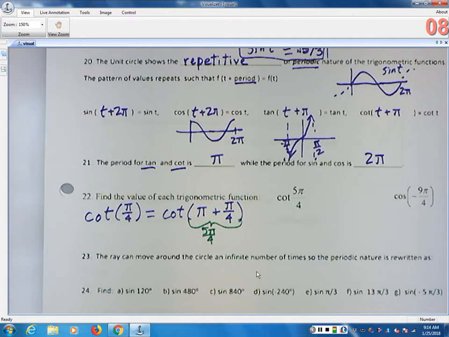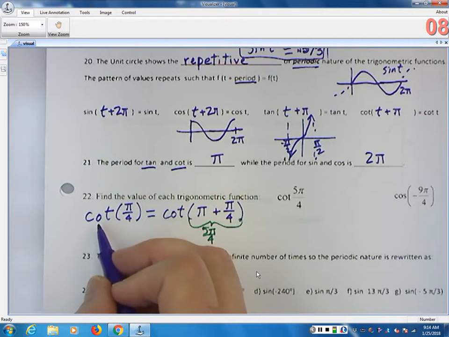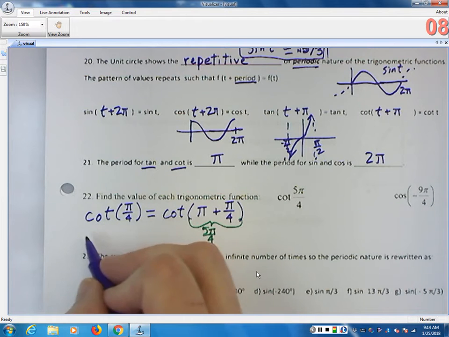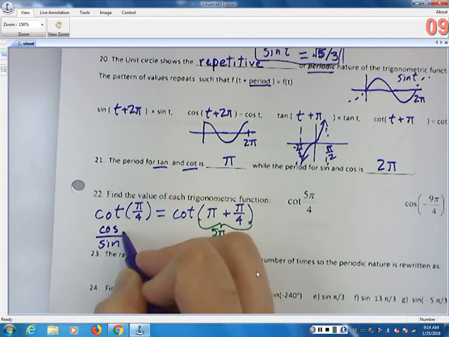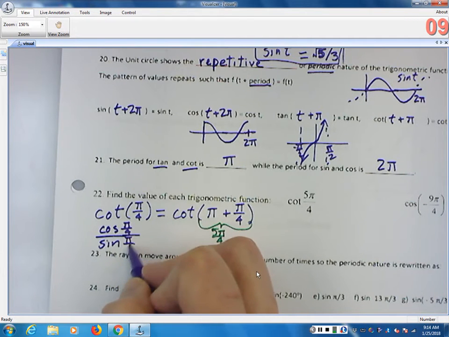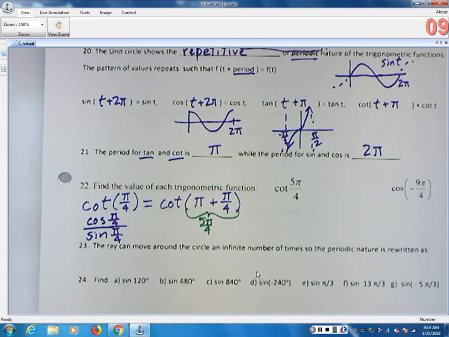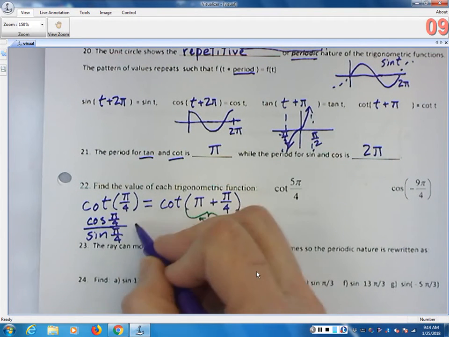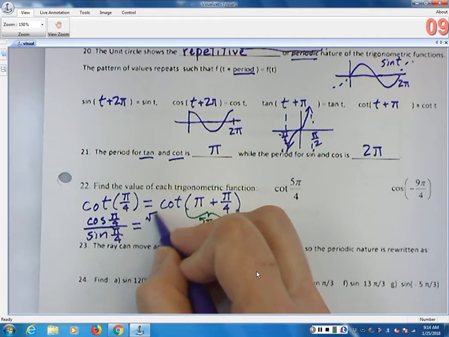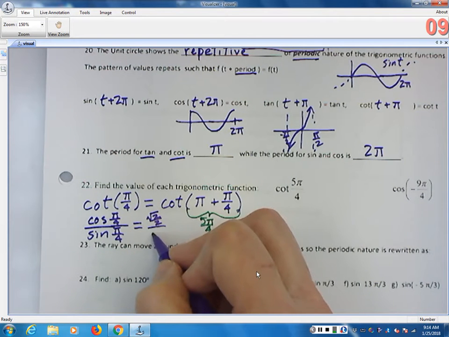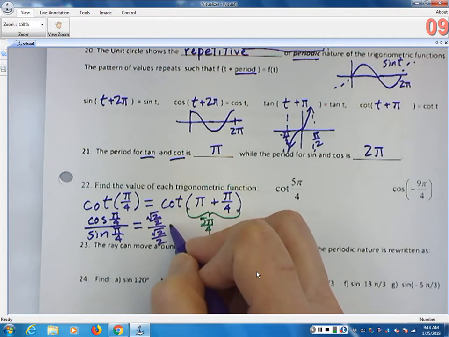And then I'm going to use the fact that cotangent is cosine over sine. So that's cosine of pi over 4, sine of pi over 4. And we found those last time to be square root of 2 over 2, square root of 2 over 2. And so that's 1.